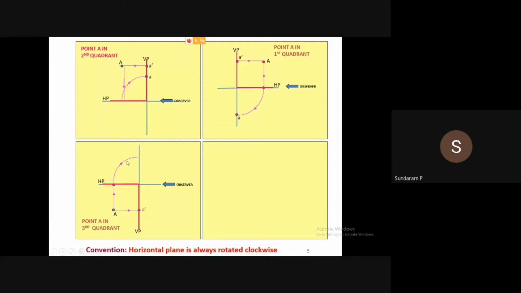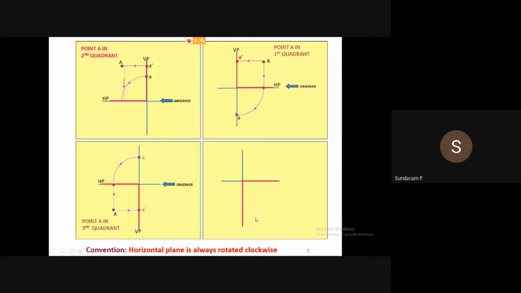Behind some distance, above the xy line, with the same radius we make the arc. So the behind distance is equal to this one, and when rotating with the same radius, the same distance will come here, above the xy line. So we are getting A. I hope you understand. See here, we get the top view below, but in the third quadrant we get the top view above. That is the difference between the first angle projection method and the third angle projection method.